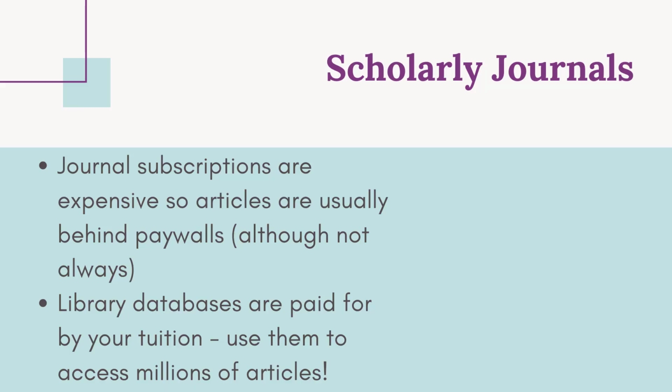Okay, so now we know a bit about what nursing journal articles are and why we would want to use them, but how do we find them? A small percentage of scholarly journals are available for free on the web, but most of them are behind paywalls because journal subscriptions are not free. In fact, they're incredibly expensive. As a student, you have access to literally millions of journal articles in our library databases that you would not otherwise be able to access without paying.